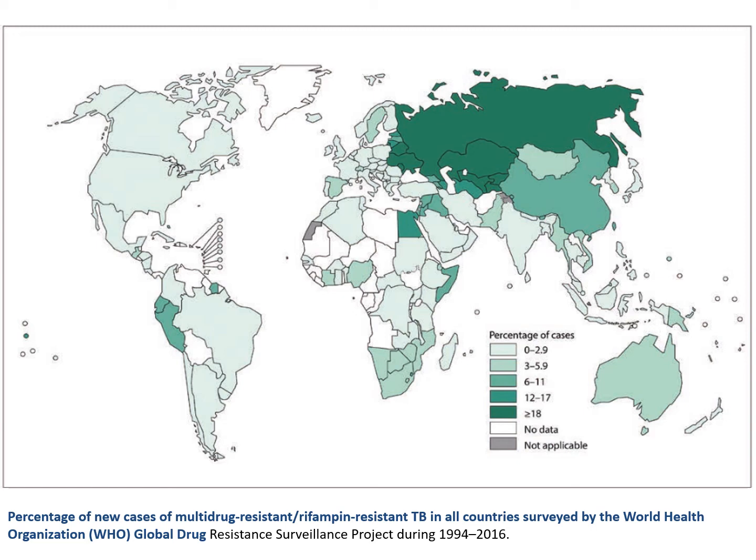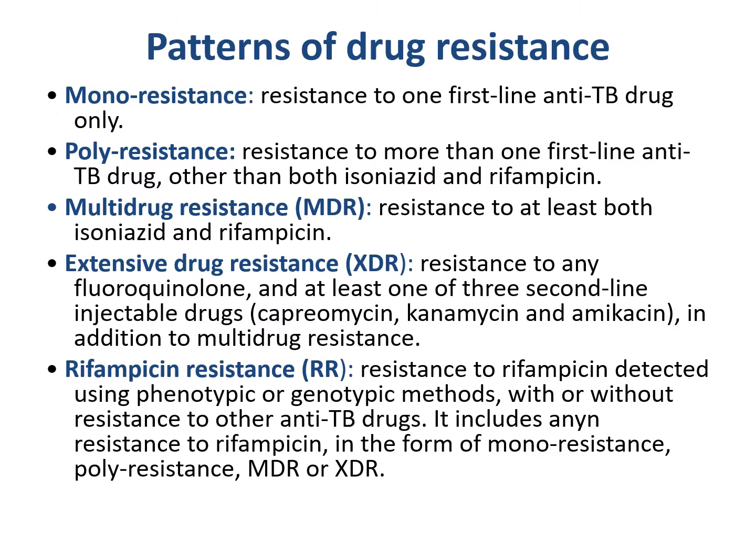Here you see the percentage of new cases of multidrug-resistant or rifampin-resistant TB in all countries surveyed by the World Health Organization Global Drug Resistance Surveillance Project during 1994-2016. Categories of drug resistance are: monoresistance, resistance to one first-line anti-TB drug only; polyresistance, resistance to more than one first-line anti-TB drug, other than both isoniazid and rifampin.